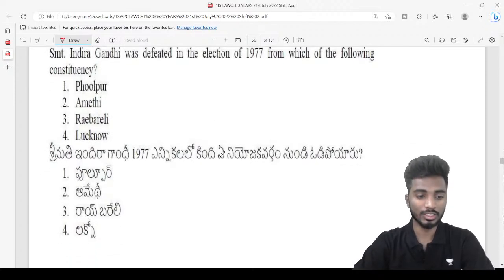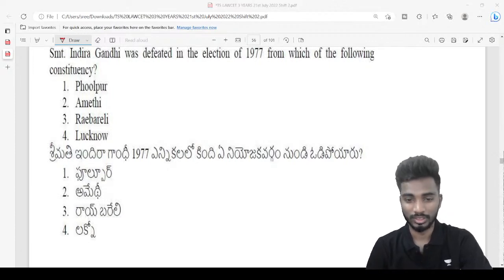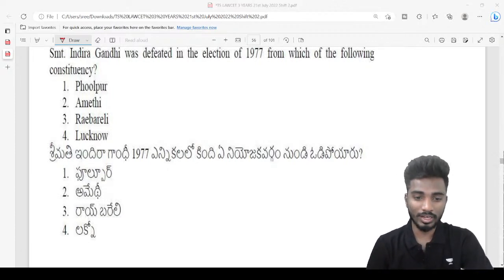What do you think is the answer? I would say definitely this is not a legal aptitude question, but this was asked in the exam. What can I actually do? You may call it a GK question or something like that, right?